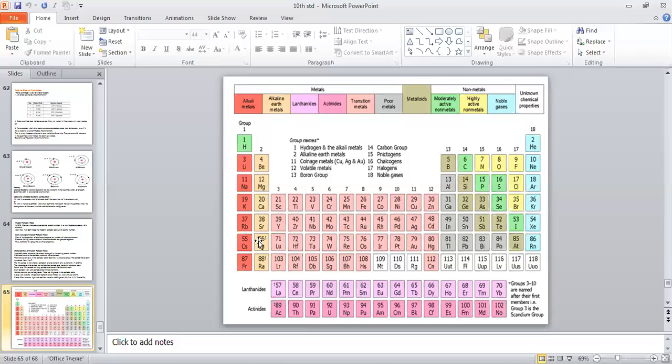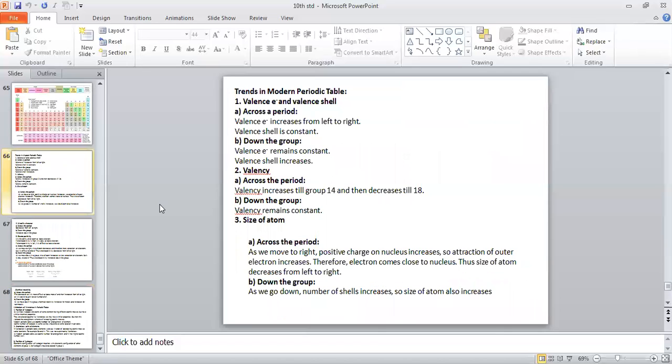Then the sixth period consists of 32 elements, not only here, but it also includes the lanthanides. So there are a total of 32 elements in the sixth period, and the seventh period is incomplete. So this is the classification of elements given by Moseley, called the modern periodic table. Then trends in the periodic table. First is valence electrons and the valence shell.